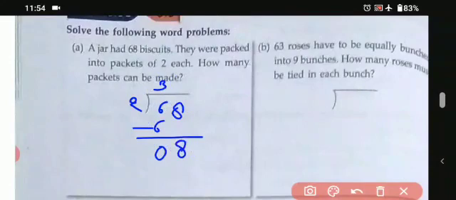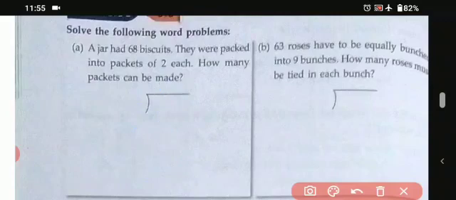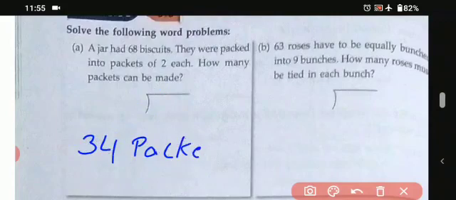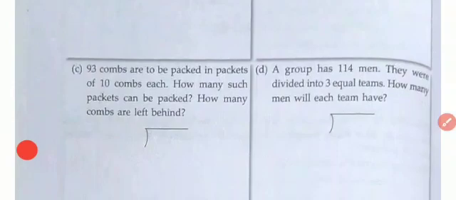So how many times does 2 go now? That is 4 times. So we'll be writing here 4 and 8 here. So when we do the minus, what comes? 0. Okay, students. So that means we need 34 packets. Okay, students. So we need 34 packets. Like this we have to do all the exercises. So let me do another one.